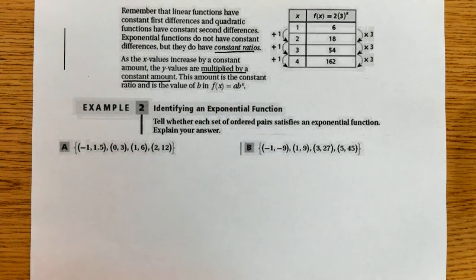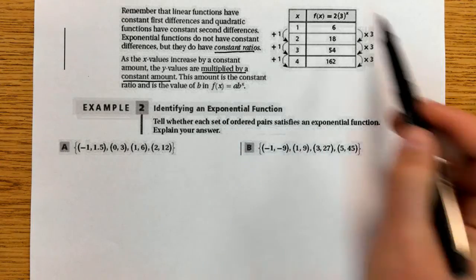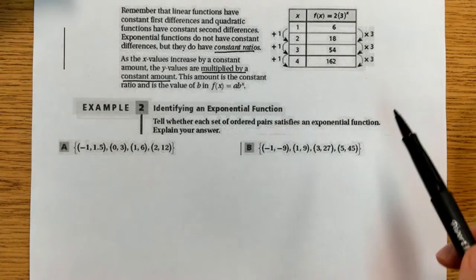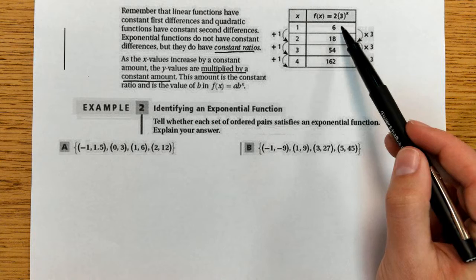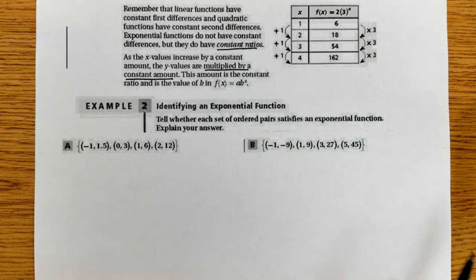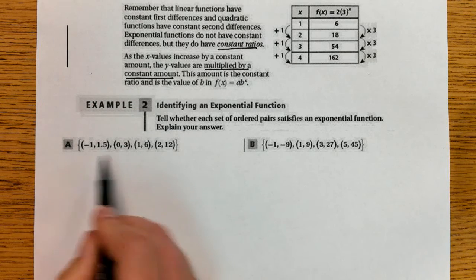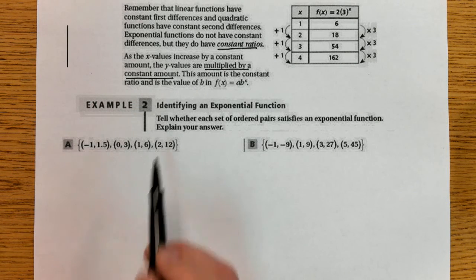So for x values, you are adding or subtracting. For the y values, you're going to be multiplying. This amount is the constant ratio and is the value of b in your function, f of x equals a b to the x. Here in this table, x is increasing by 1, and then for your y value, you're multiplying by 3. So that's a constant ratio. When we're given ordered pairs to tell whether or not they're exponential, first start by setting them up in a table. Here for A, these are my ordered pairs.